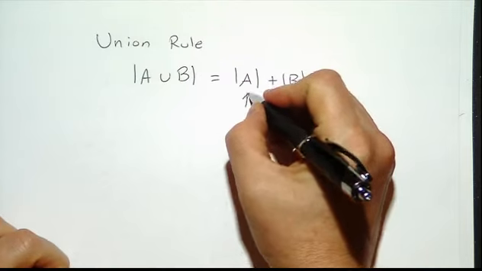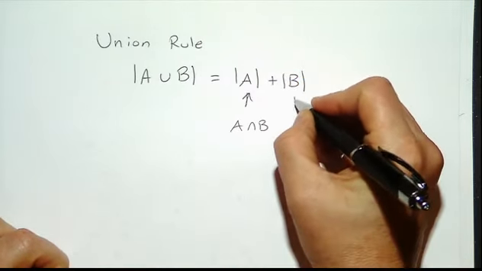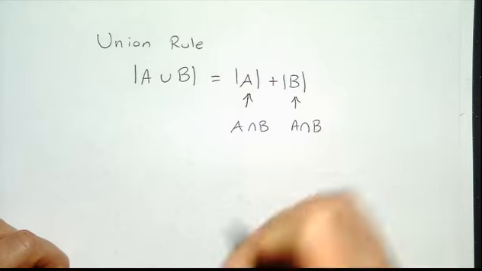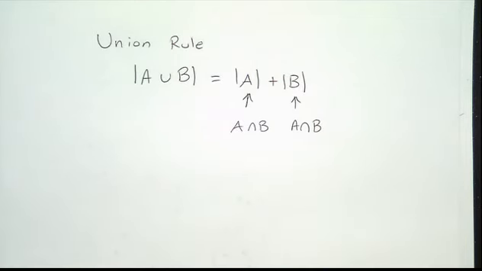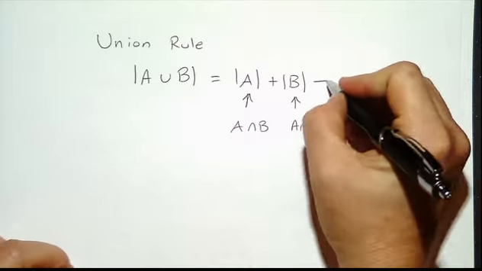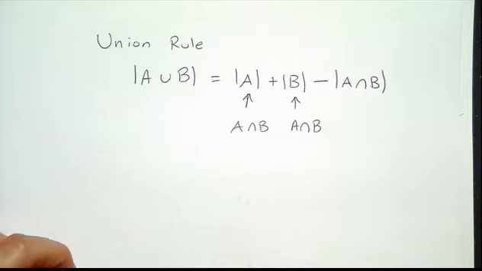Because inside this set, there's also some stuff from A intersect B, and it's also in there. So everything in this A intersect B set got counted exactly 2 times. So I have to subtract off each one of those once. So this is called the union rule. So if I take the union of two sets, then I have to add together the amount of things in the first set, the amount of things in the second set, and subtract the intersection.